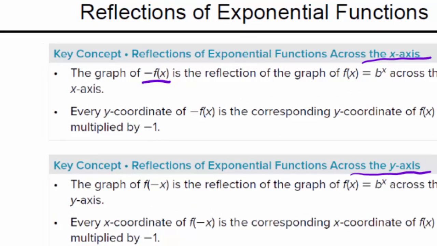The next one is the horizontal, which goes across the y. So now we're multiplying by negative directly on the x. So all of our x values are going to become opposites first, and then we calculate the y's. So that's multiplying the x values by negative 1.